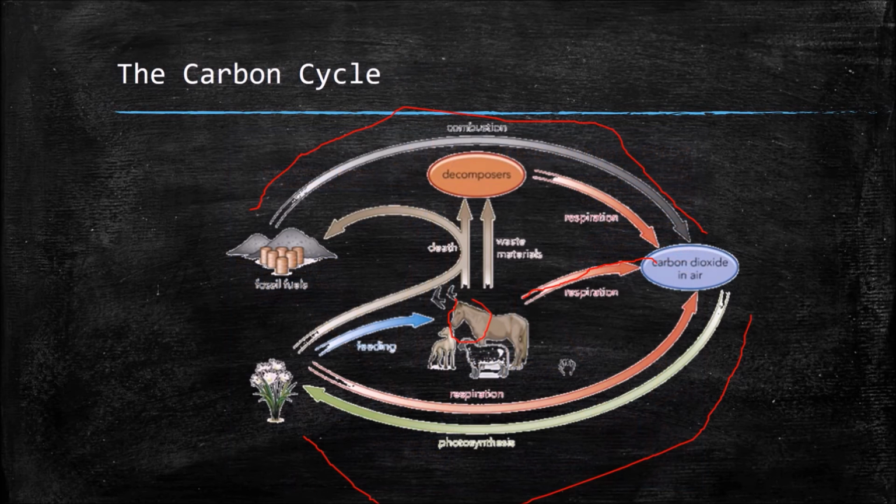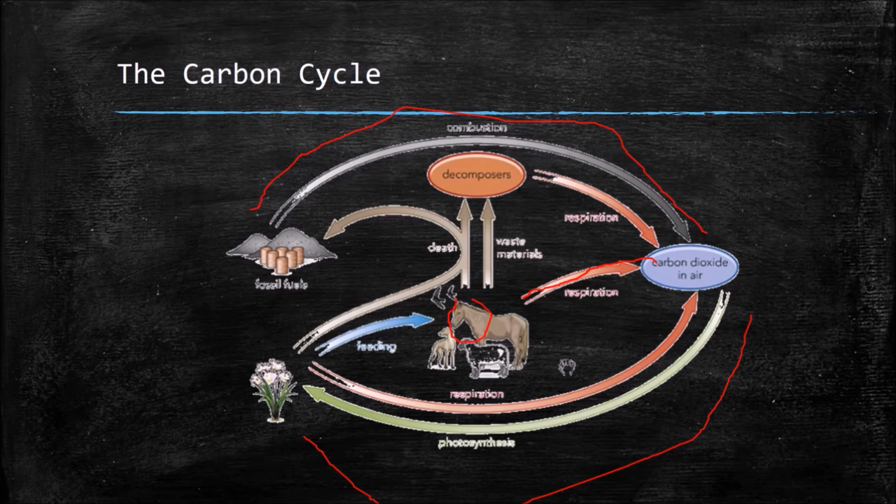The carbon cycle. So we're going to follow a little story. So this is Jimmy the horse. Jimmy the horse has to breathe to stay alive. This puts carbon dioxide into the air. As he respires, carbon dioxide is put back into the air as a waste product.